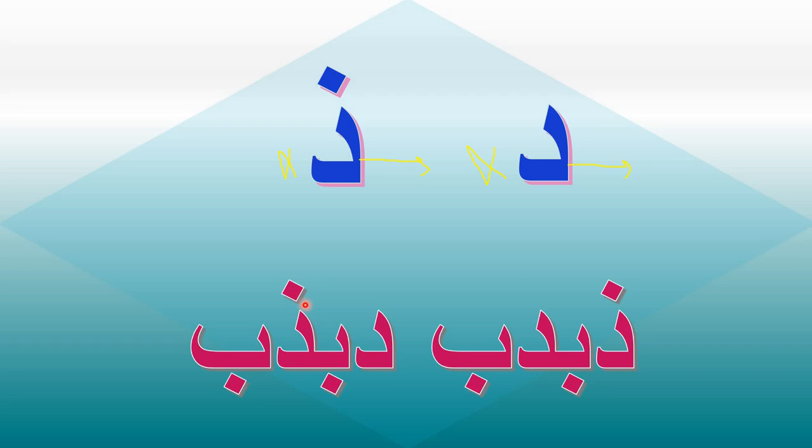Has a dot at the top, with a little space, that is Dhal. And which one is this? It's very easy, Ba. Yes. Now let's see our next letters.